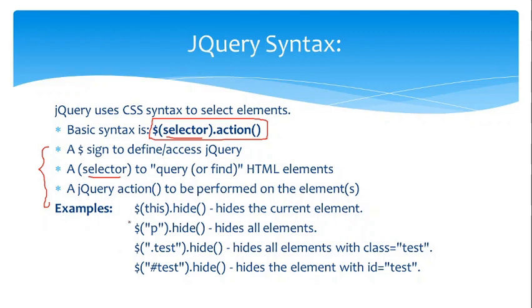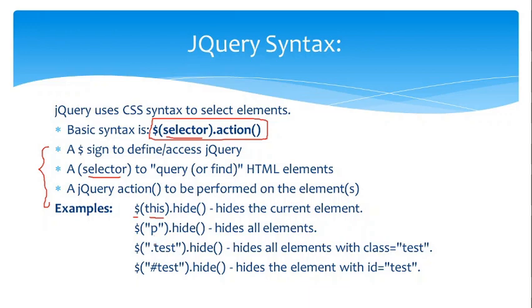Here are some examples. Dollar, this is a selector. Like you can use the ID. Wherever you are writing this, that will be considered as this dot hide. So whenever you write this, whatever elements are there, like a paragraph tag or whatever it may be, that will be hidden. It will not be visible on the browser.